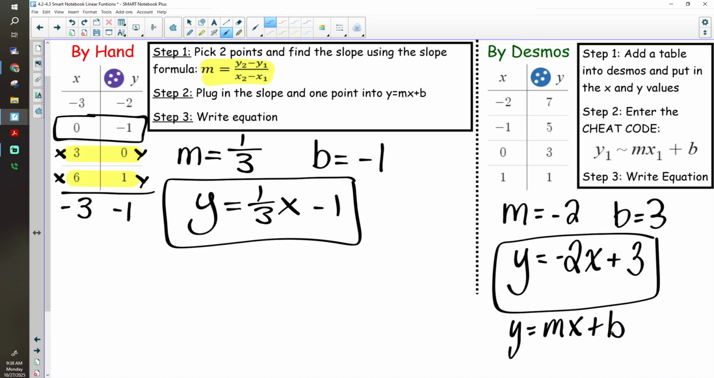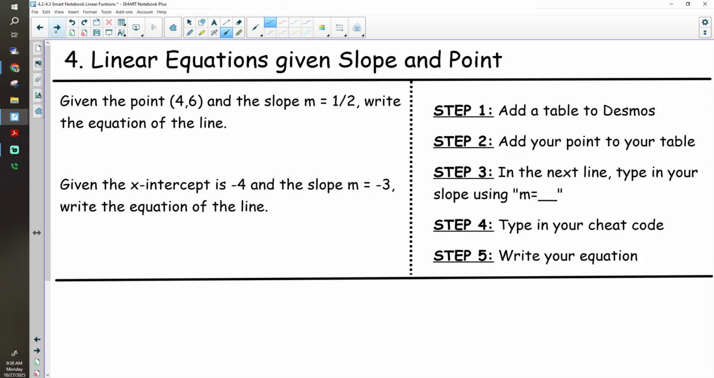Now here's where you're going to call me a liar. Are you ready? So here's the last type of problem. Remember I always told you you needed 2 points? That was kind of a lie. It is possible to find the equation of the line if you're only given 1 point, but you also have to have 1 extra piece of information. So 1 point isn't enough, but if you have 1 point and another point, good. If you have 1 point and the slope, good. If you have 1 point and the y-intercept, good. You need 2 bits of information.